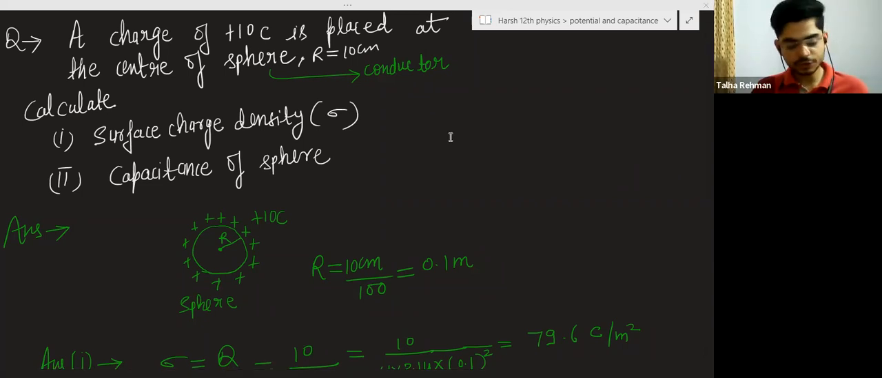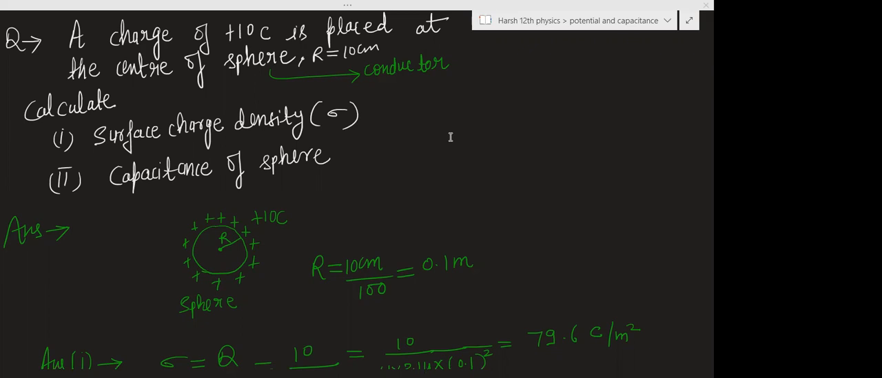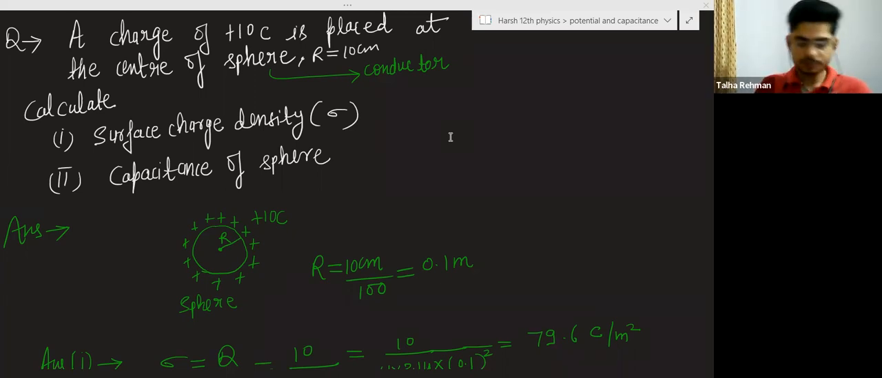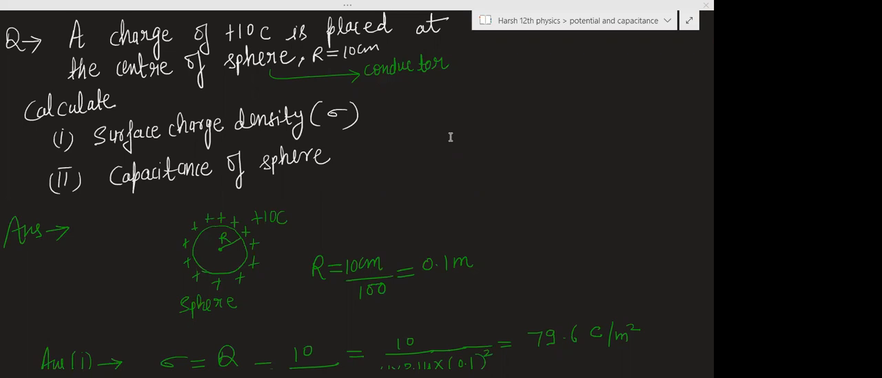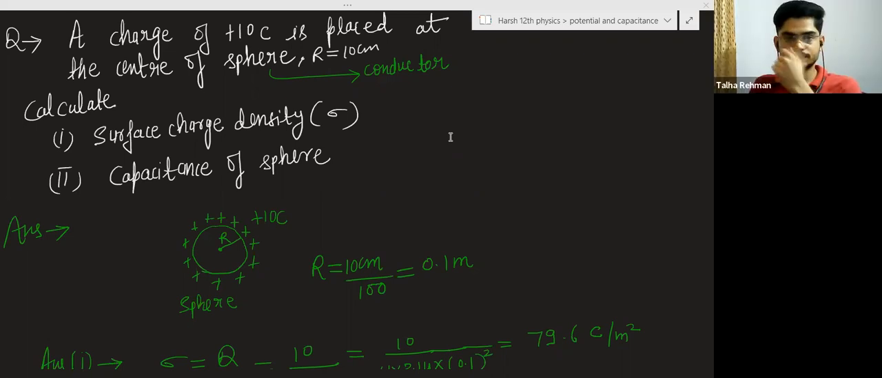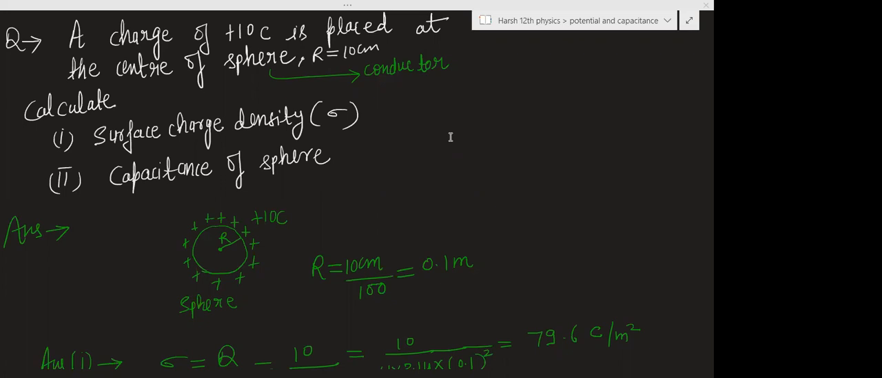And I have already told you, for conductors we always take the surface charge density, because charge is only on the surface. And you should remember the formula. Capacitance C is equal to 4 pi epsilon naught R, for a spherical conductor.